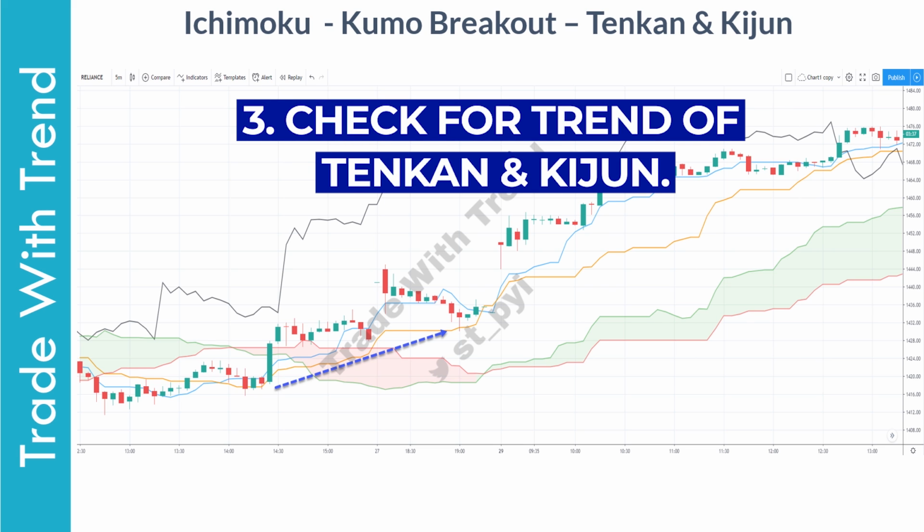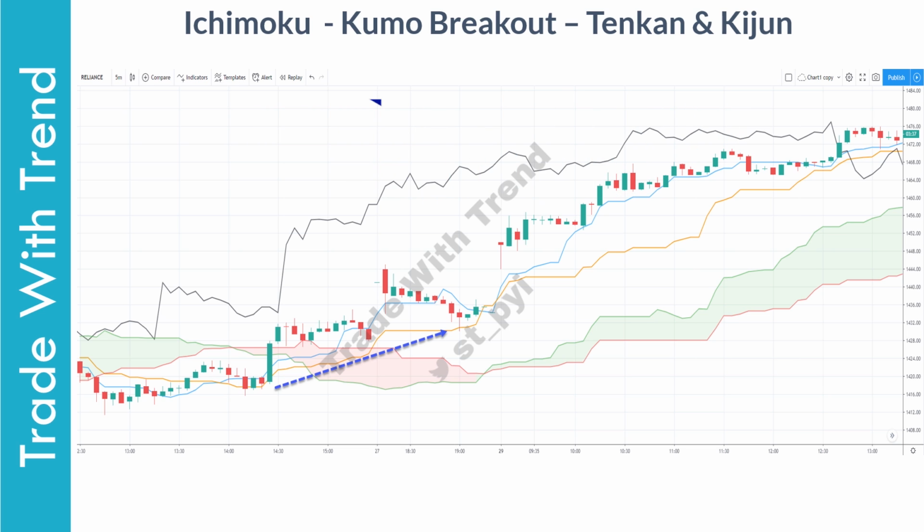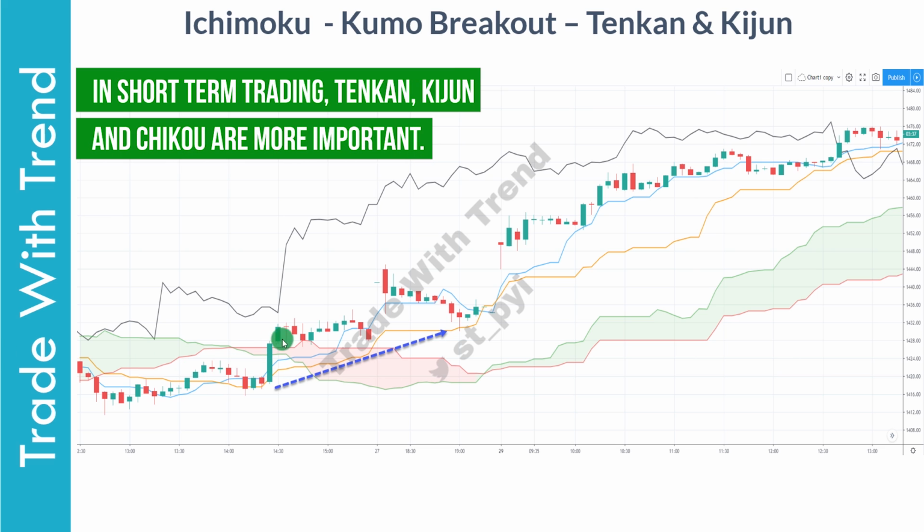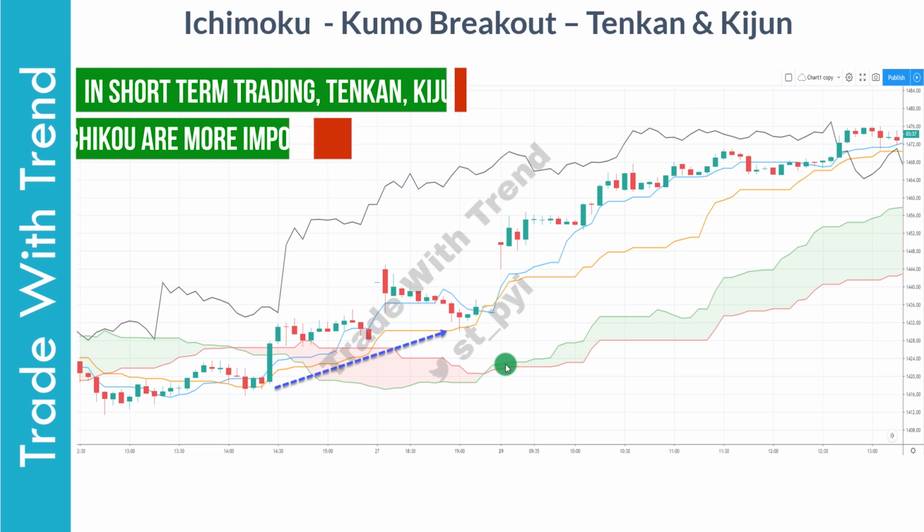The third condition to check for is the trend of Tenkan and Kijun. Now since this is short-term trading, based on how Tenkan and Kijun are constructed, these hold more importance than Senkou A and Senkou B. Now I have explained this in part 1 and you can watch the same once you finish this video. If price is above the Kumo cloud, it is completely fine for Senkou A and Senkou B to be relatively flat.